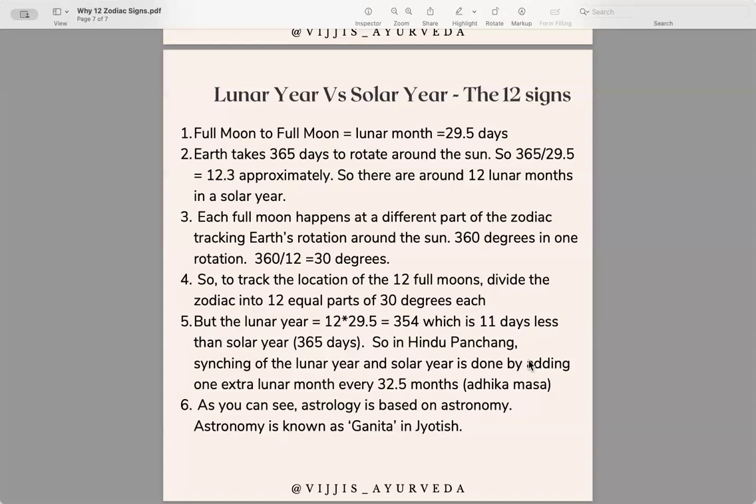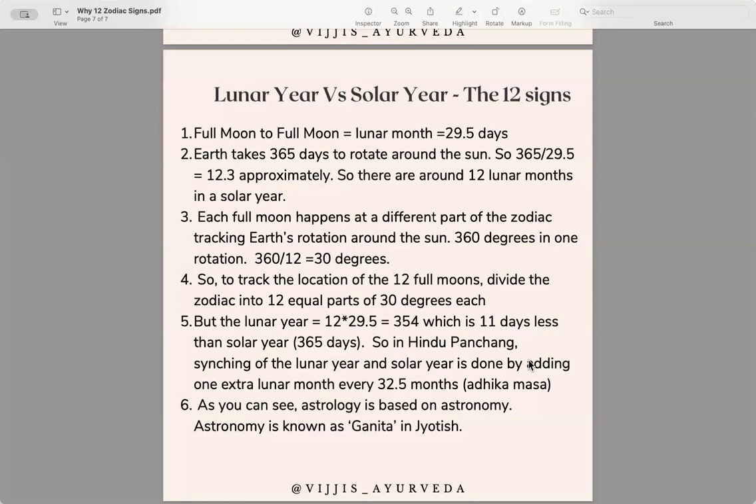The way we have the leap year concept where we are adding one day every 4 years to keep the solar year in sync with our calendar, because solar is actually 365 and 1/4 days. Every 4 years, we are adding a day. But that is purely solar. It is not tracking the lunar year at all. But Hindu Panchang tracks both lunar and the solar years.